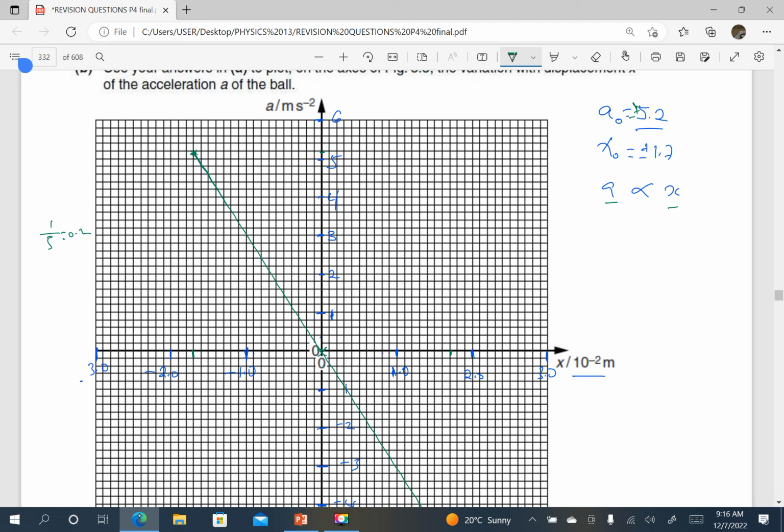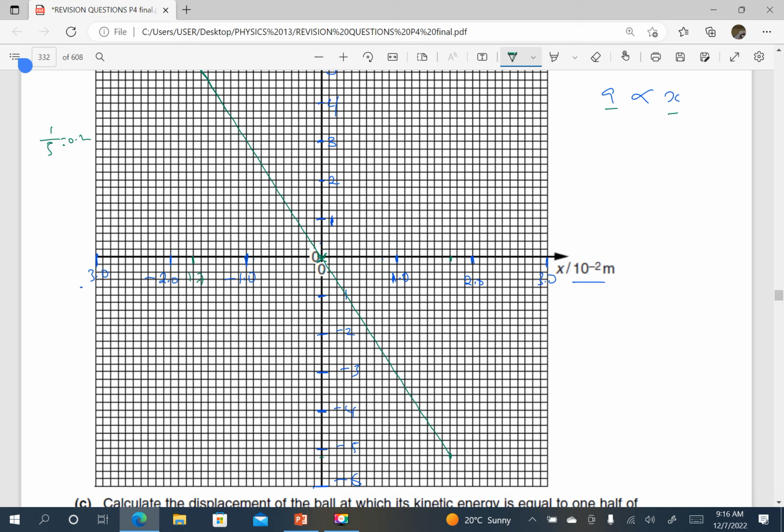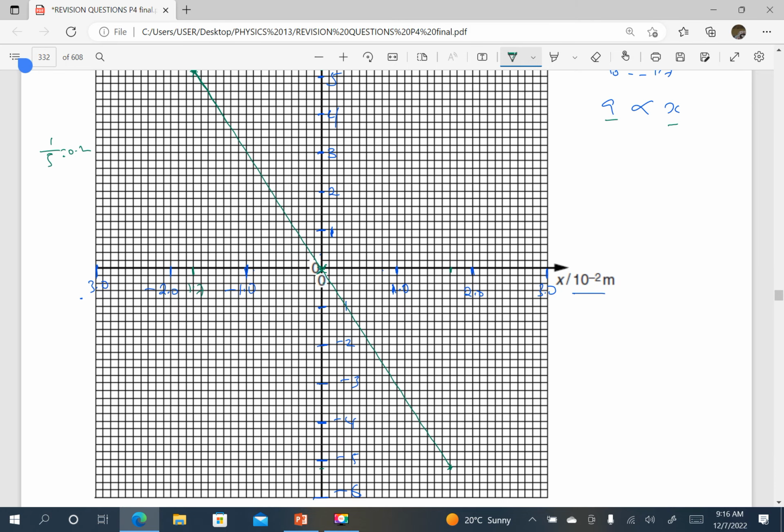Acceleration is directly proportional to displacement. When displacement is 0, the acceleration is 0. The graph goes through the x-axis, through the origin. When the displacement is maximum, that is 1.7 amplitude, the acceleration is also maximum, 5.2. So the graph should not go beyond those points. That's why my line stops there. Okay, so you can also verify that.